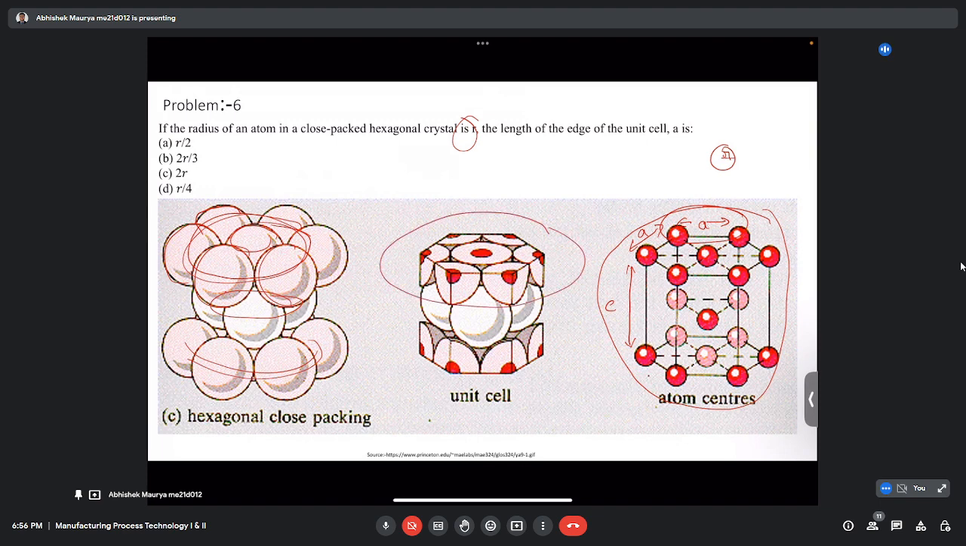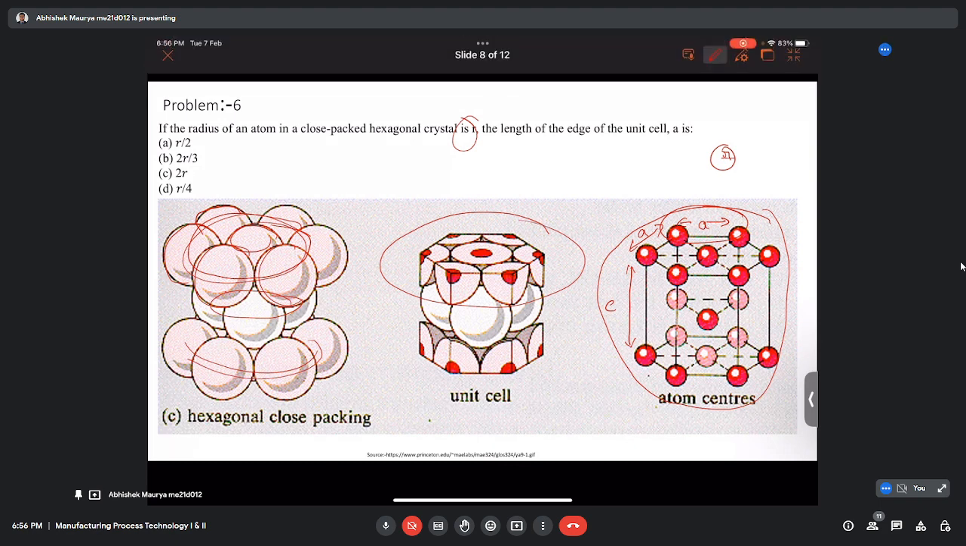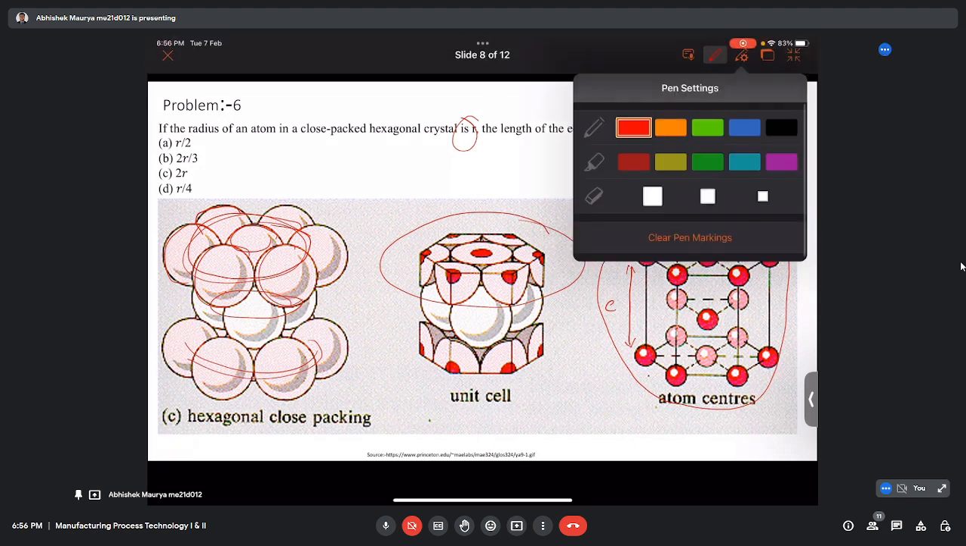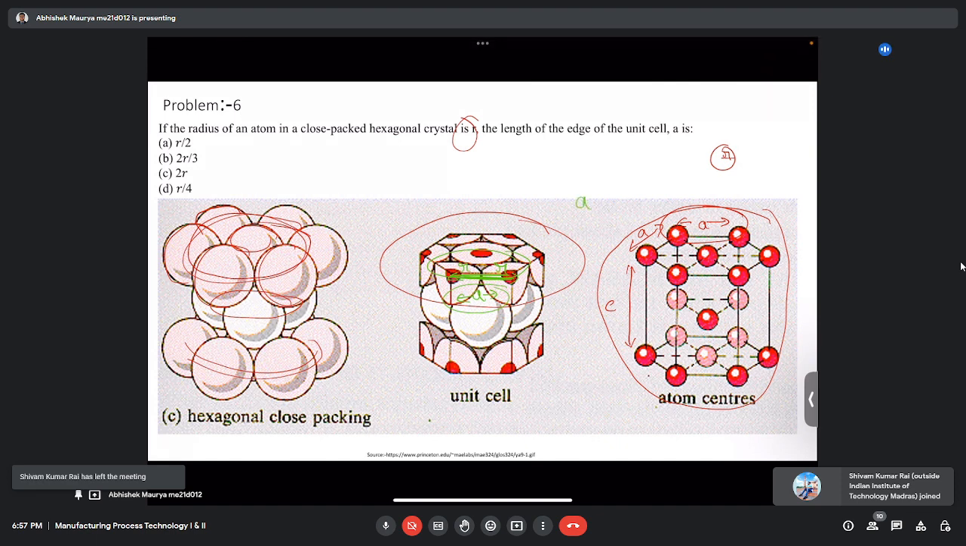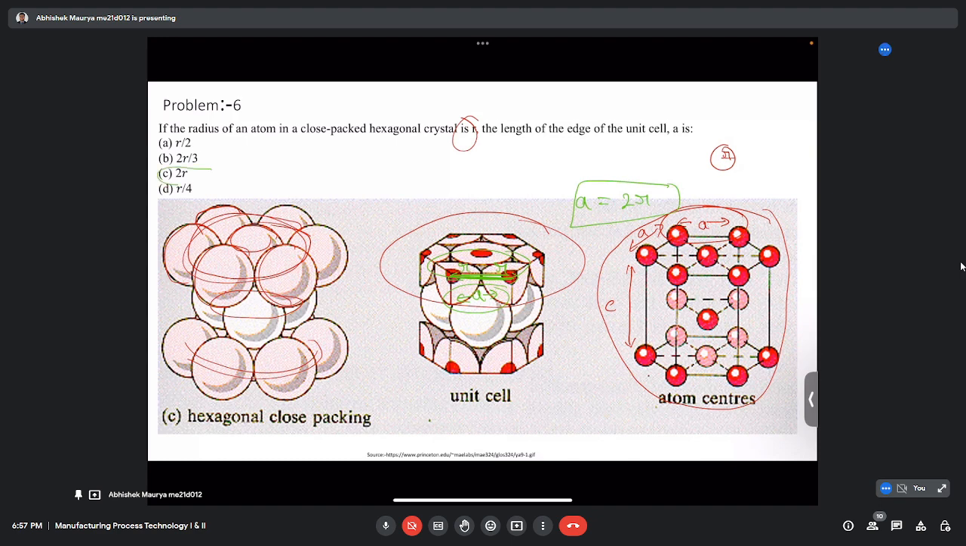As I told, the radius of the atom is r. If you see this edge, we focus on this edge. This is nothing but a. And if you see these two atoms are touching each other, and we know the radius of these two atoms is r. So if we add these two distances, then we will know what is the length of edge. So we can clearly see a equals 2r. So the correct answer is C.